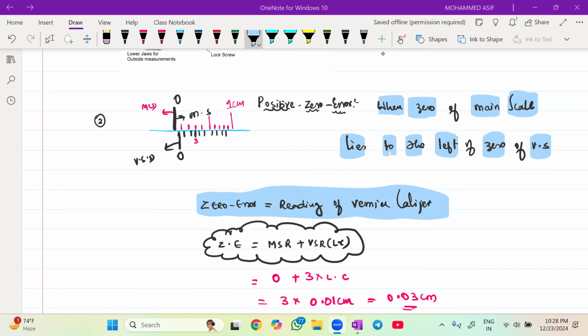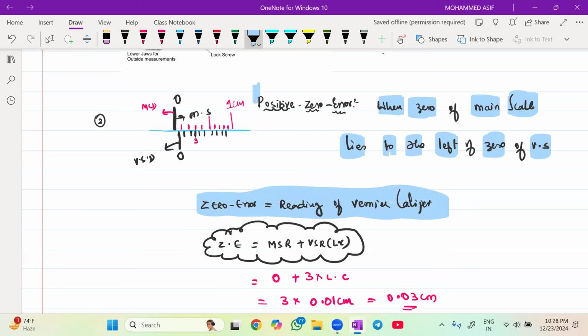What do you mean by positive error? When the zero of the main scale is lying to the left of the zero of the Vernier scale, that is called positive zero error. Positive zero error means on the left side of the Vernier caliper, whatever reading you are seeing will be the main scale reading. So when the zero of the main scale lies to the left of the zero of the Vernier scale, such type of reading is called positive error.